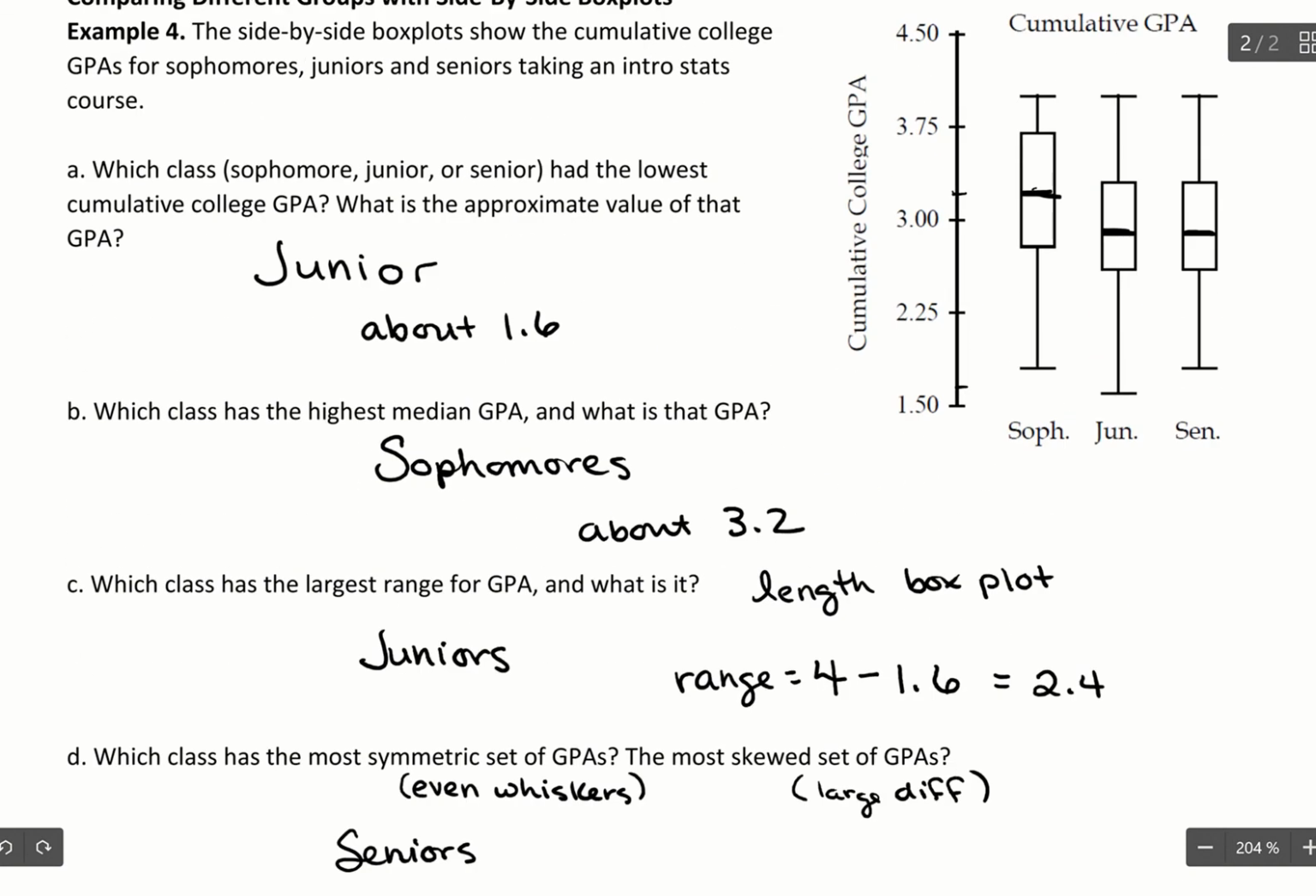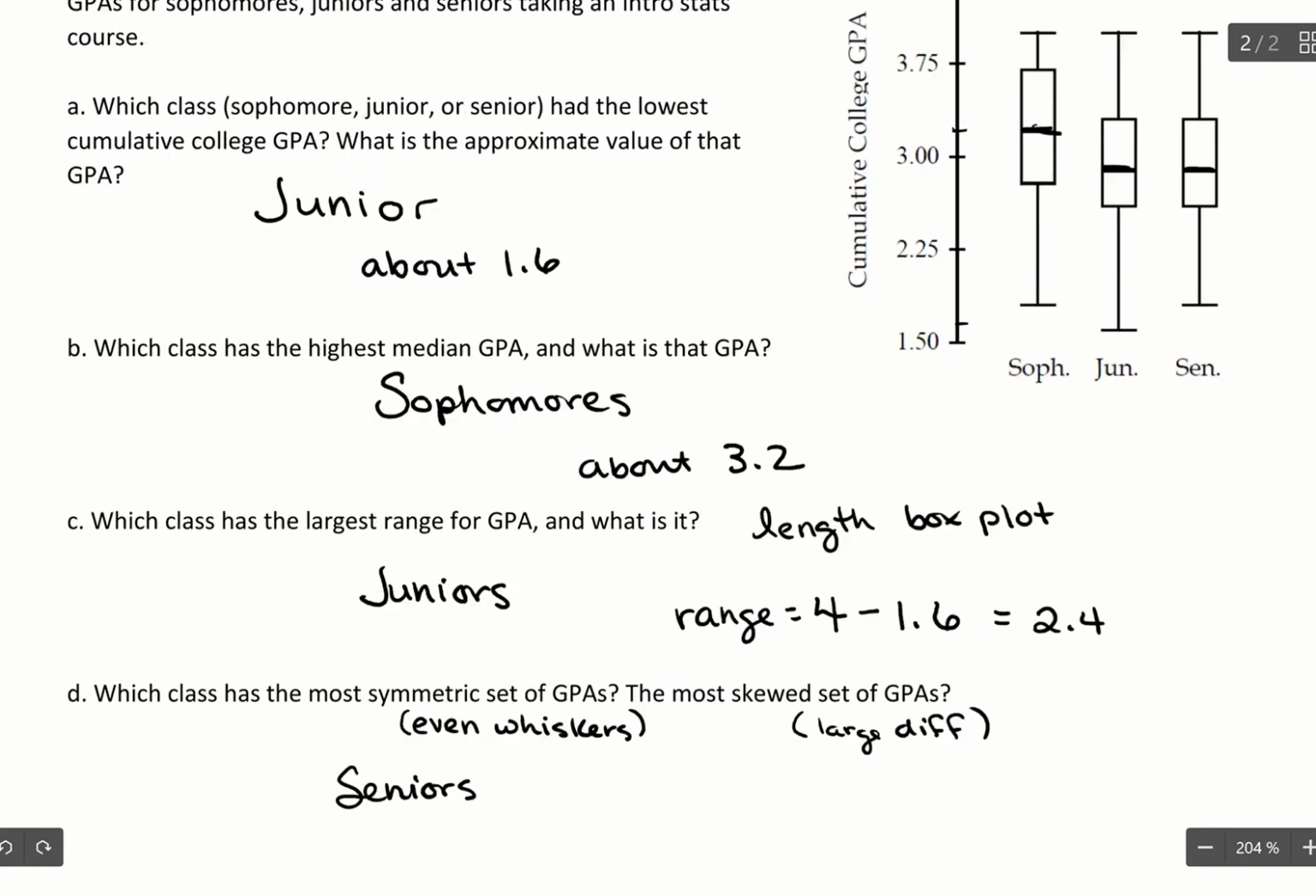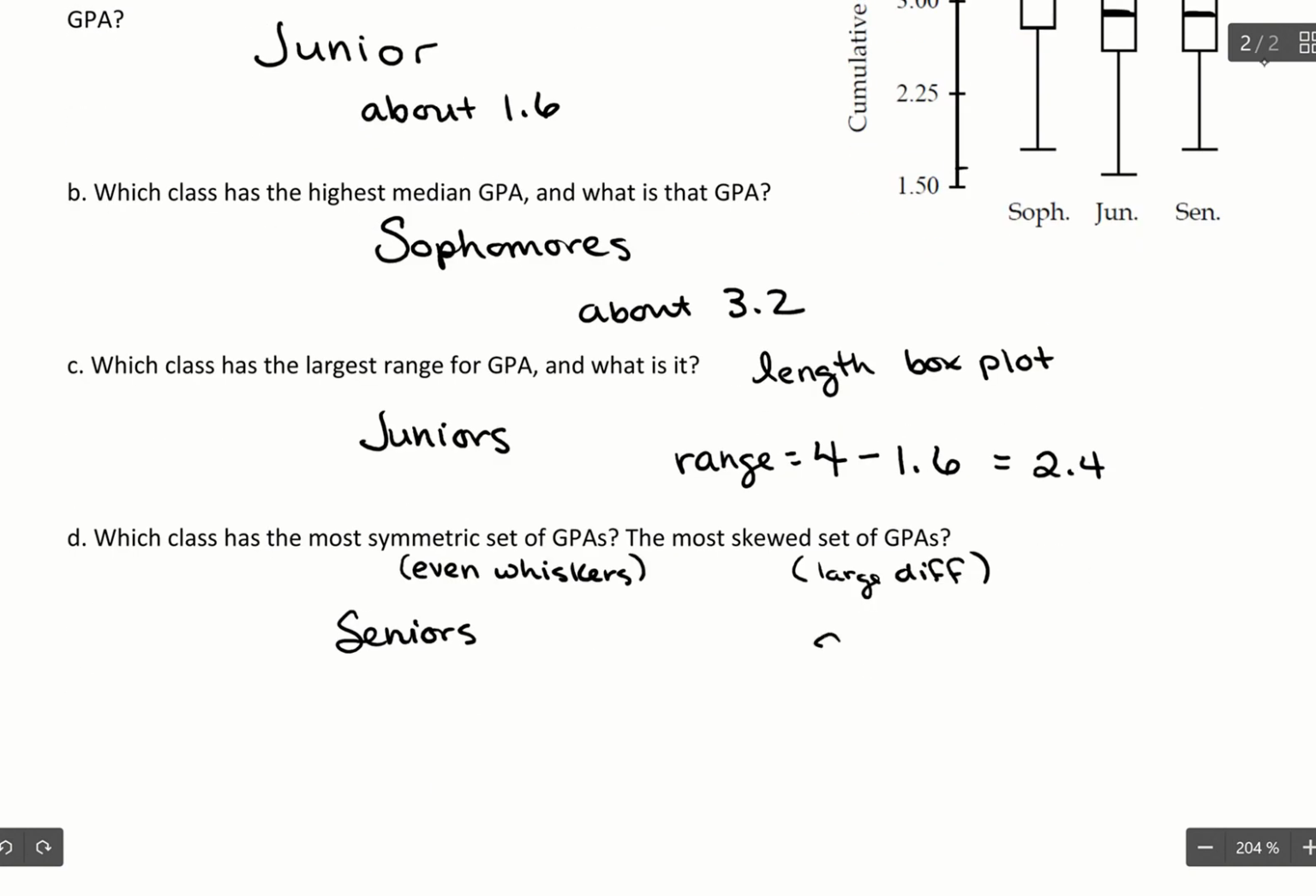And then for most skewed, sophomores have a very short upper whisker and a very long lower whisker. So there's a big difference between those lengths. Juniors has a small difference. That upper whisker is a little smaller than the lower one. However, it's not a big difference. So with that, it's not very skewed. That might be even close to somewhat symmetric. But sophomores is showing a very skewed distribution because of such a big difference between the lengths of those two whiskers. So for the most skewed, that's going to be sophomores.